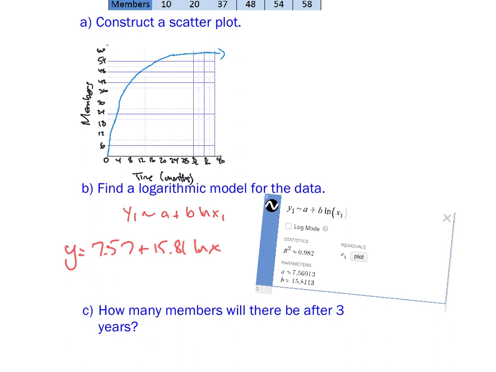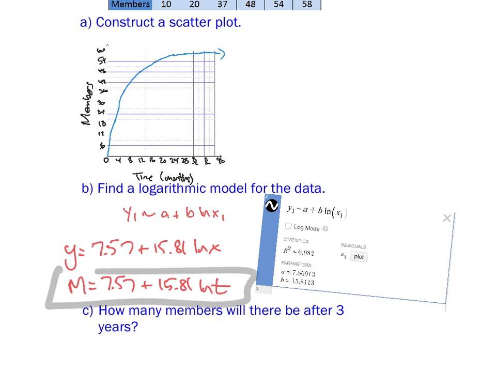Now, if we want to use contextual variables, which is what we prefer, maybe m for members, m equals 7.57 plus 15.81 times the ln of t, where t represents the time. And that's a logarithmic model. It wouldn't hurt to put the variables here. So this would be t for time and m for members going vertically. So m is equal to 7.57 plus 15.81 times the ln of t.